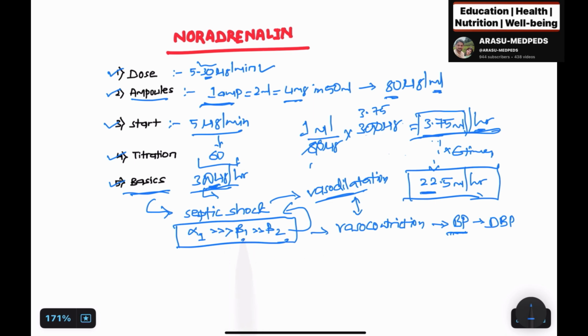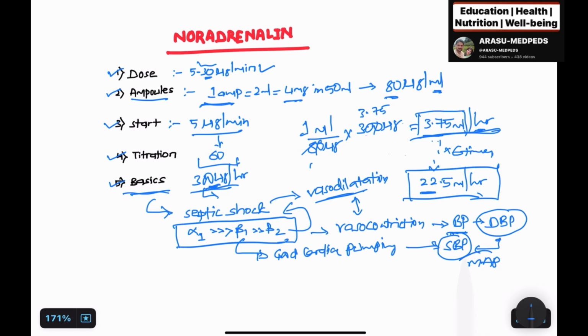And second point, we told that it has action, moderate action on beta-1 receptors also. So we all know from the basics that stimulating beta-1 receptors will lead to good cardiac pumping. So this will definitely improve systolic blood pressure. So overall, it is improving systolic as well as diastolic. So the mean arterial pressure will be improved. That's what we require in case of septic shock.